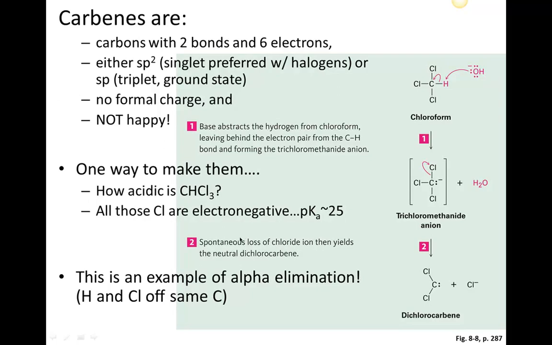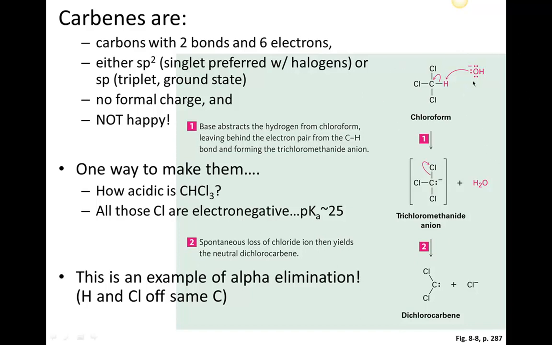All right, so let's shift gears one more time and look at a couple more reactions of alkenes. Back in chapter 1, at the end of the chapter, we talked about carbenes. Carbenes are carbons that have 2 bonds, but they have 6 electrons. So clearly they're not happy, and they can exist as either sp2 or sp. The sp version is more stable because those 2 electrons are not paired, and these carbons don't have a formal charge, and here's one way you can make one.